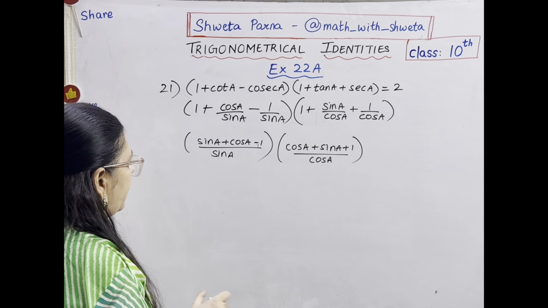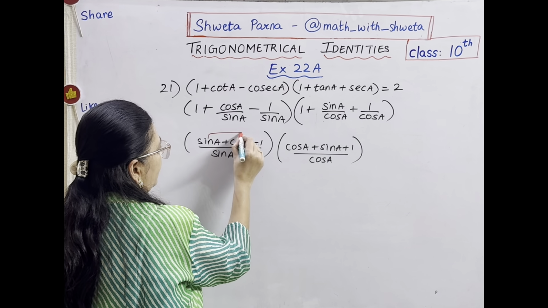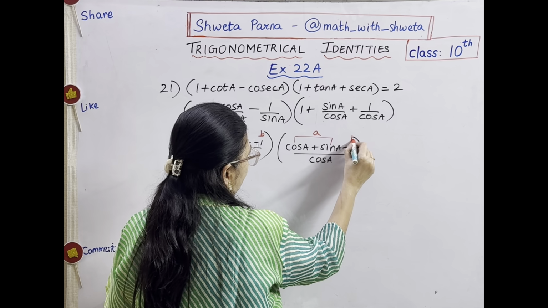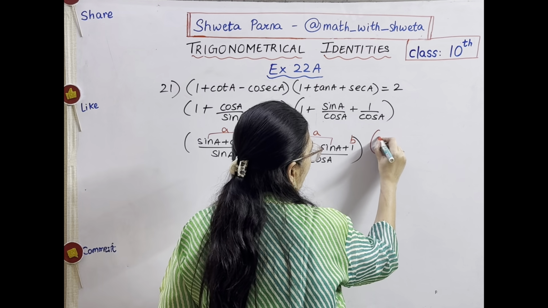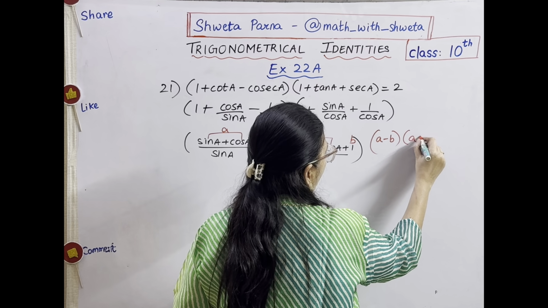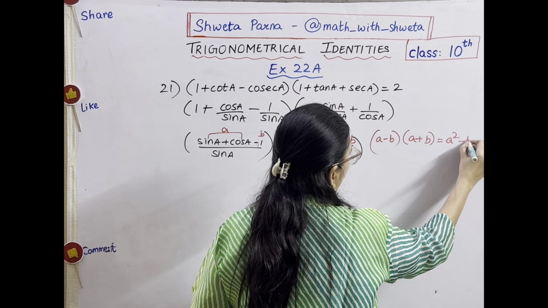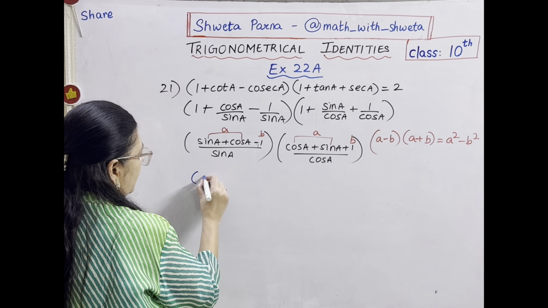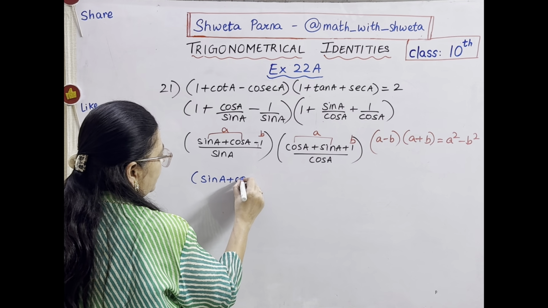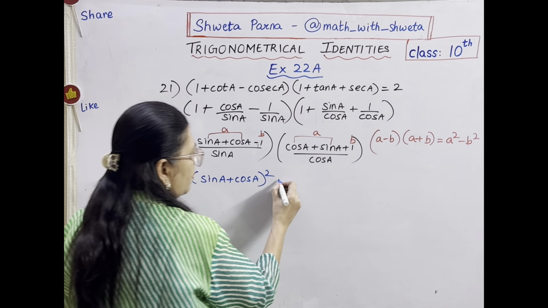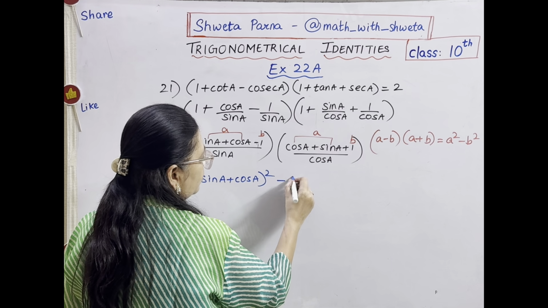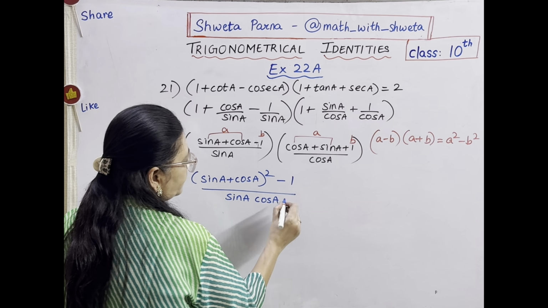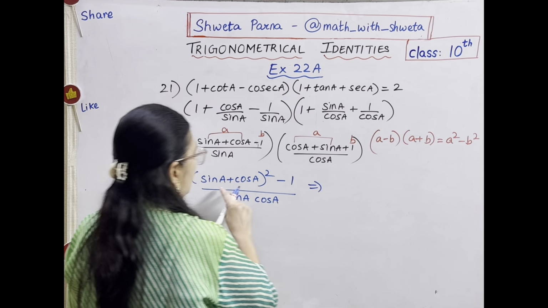Clear? Now see here, children. This entire thing is A, this is B. This entire thing is A and this is B. So this is of the format a minus b into a plus b, which is a square minus b square. Let's do that. So this will become a is sin a plus cos a, the whole square, a square minus b square. B square, b is what? 1. So 1. The whole upon sin a into cos a.